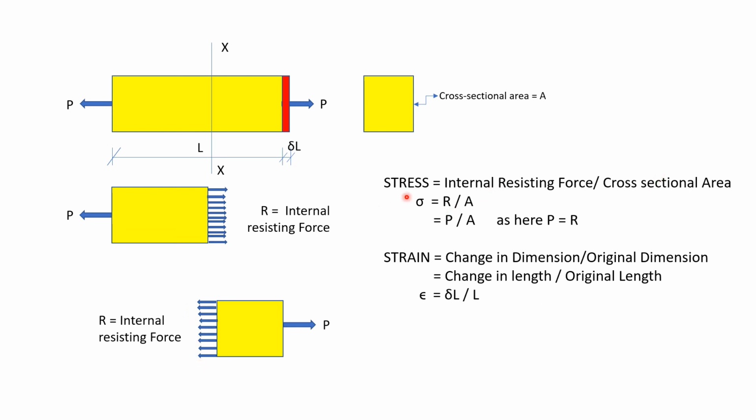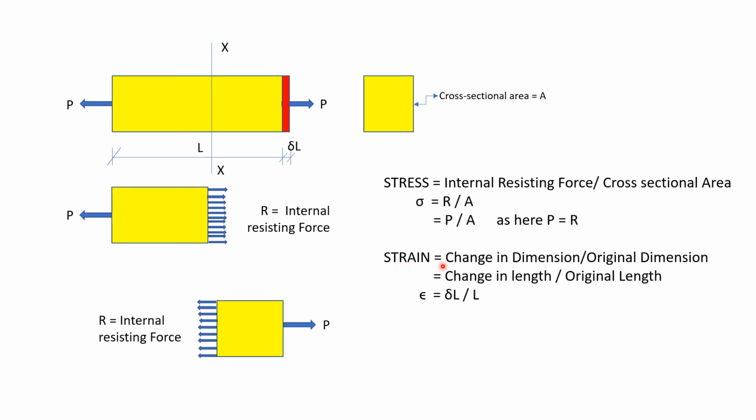So what is the stress here? The stress is the internal resisting force divided by the cross-sectional area. This resisting force is developed throughout the cross-section of the body, so the full cross-section offers a resisting force. This internal resisting force divided by the cross-sectional area is called stress. If the internal resisting force is R, then it is R upon A. Here P is equal to R, so sigma will be P upon A.